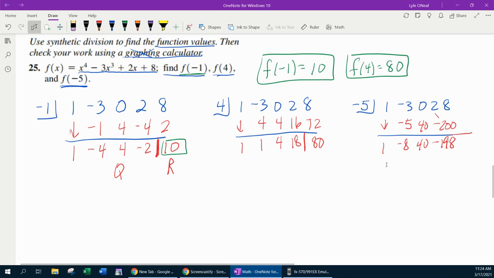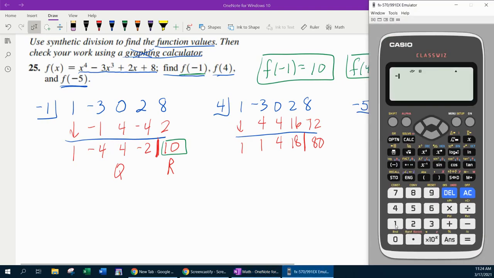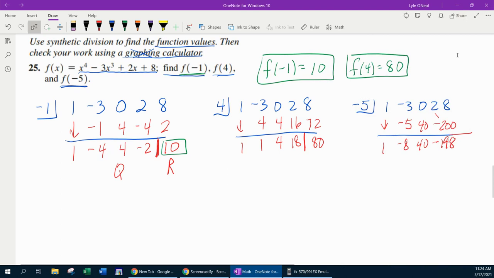-198. And then I'm going to grab my calculator for some help with that. -198 times -5 is 990. That's going to go here. And 8 is 998. So, unless I screwed something up, f of -5 should be 998. And I sure am going to check that with the calculator just to make sure.